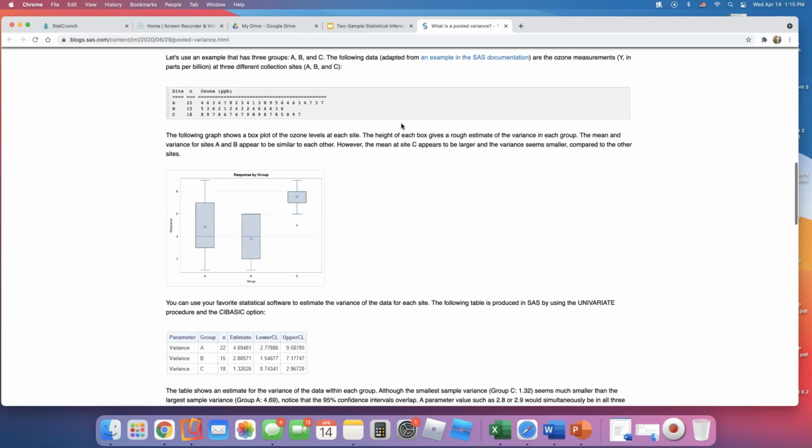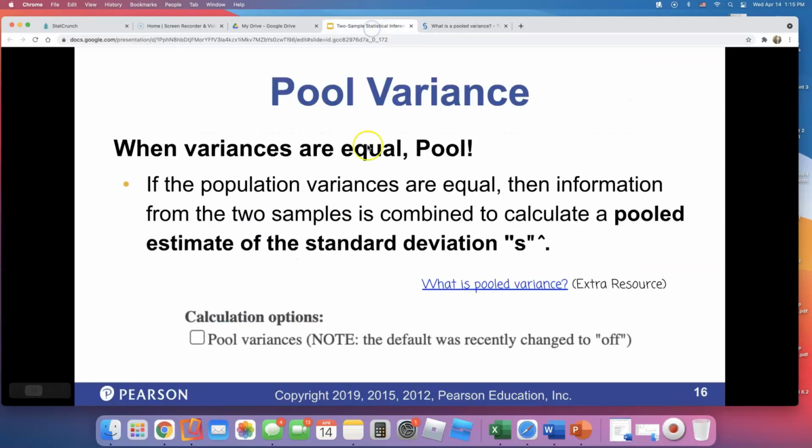You can read a little more about this, but when do you click on pool variances when you're doing StatCrunch? Somewhere in the problem, if they mention assume population variances are equal, then you click on pool variance.